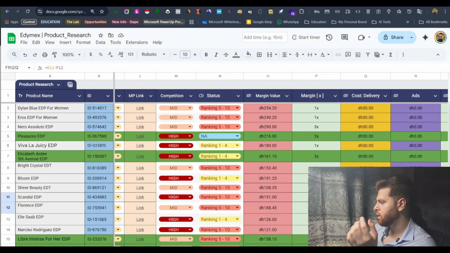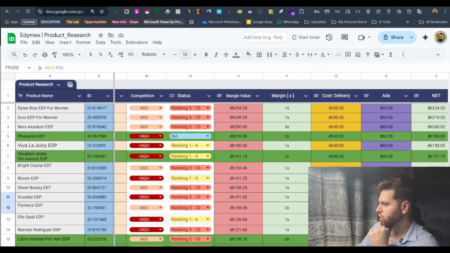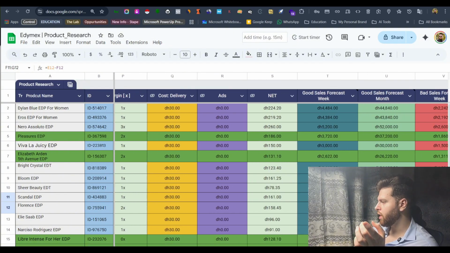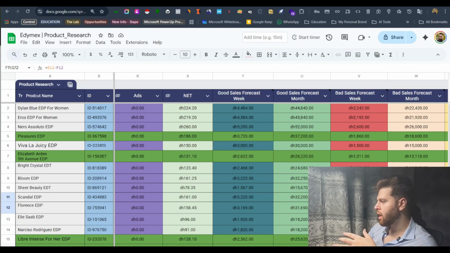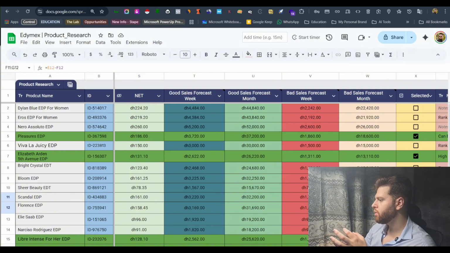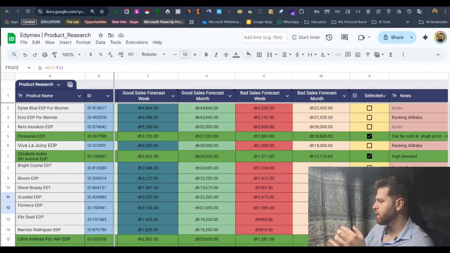The status in marketplaces should be maybe 1 to 4. If you find this, it would be perfect, but top 10 is perfect. The margin value, the margin contribution, and here the return on your spend, so it's 1x, 10x, 2x, something. The cost of delivery per product, the cost of ads, and then the net profit. A good sales forecast per week, a good sales forecast per month, a bad sales forecast in a week, and also in a month.